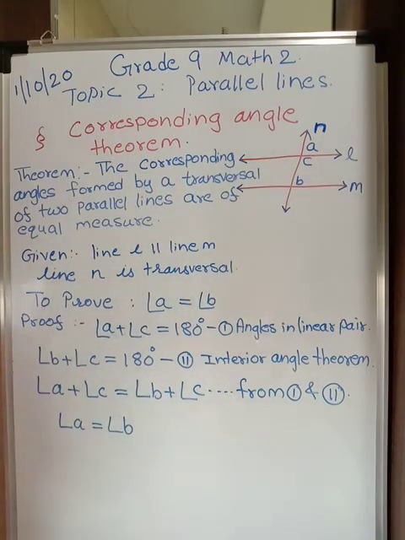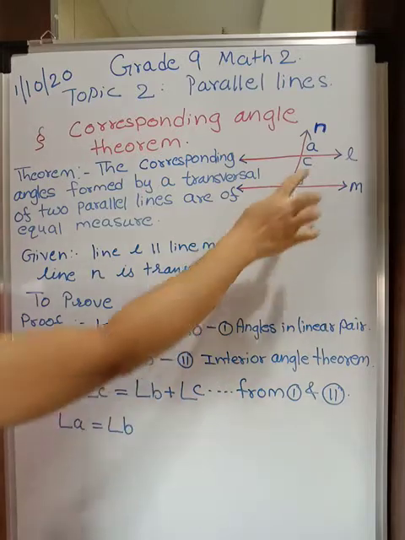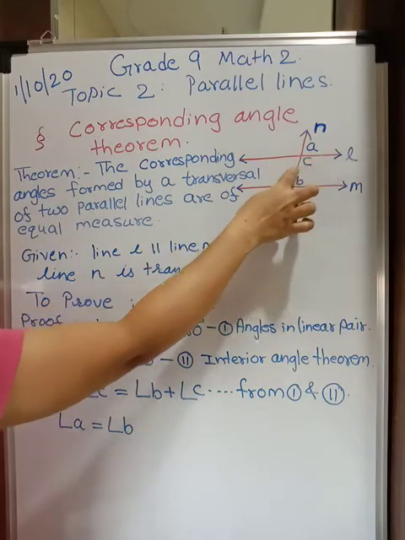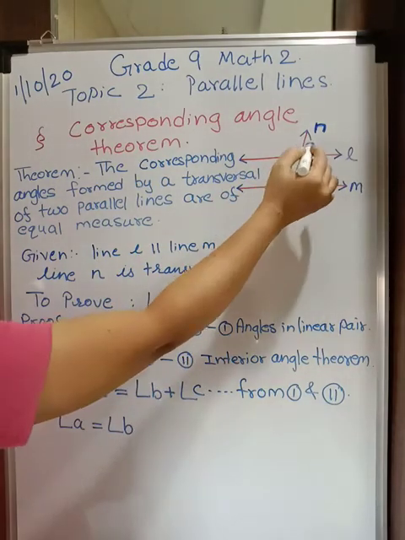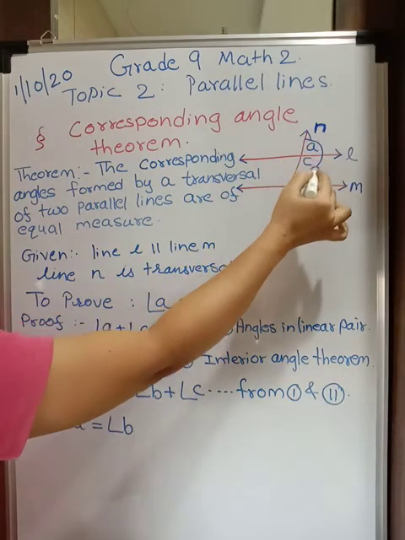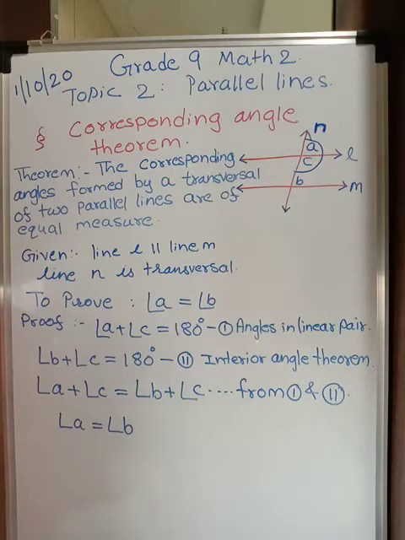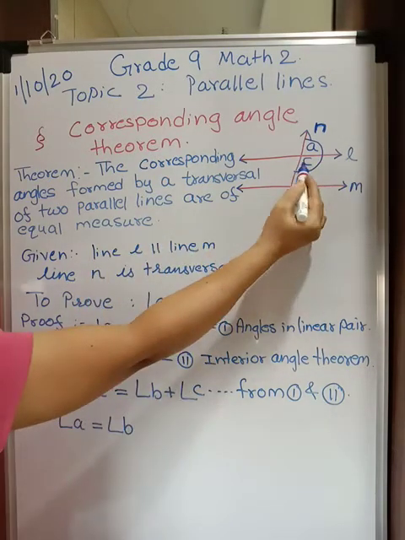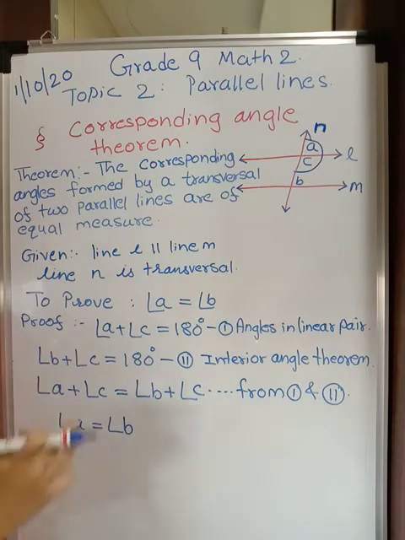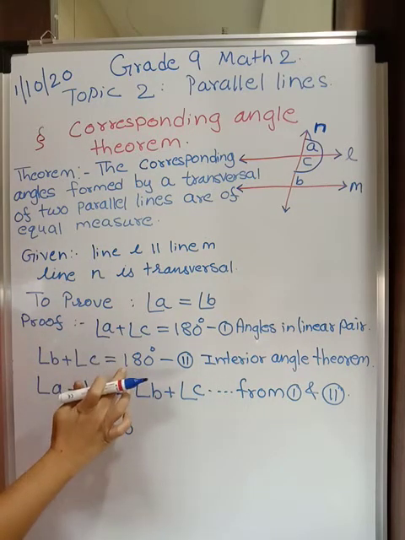The proof is very easy, just 3 steps. First is angle A plus C is equal to 180 degrees. What is the reason? They are angles in a linear pair. You can see, together these two form 180 degrees, isn't it? So A plus C is 180 degrees. And we already know that by the interior angle theorem, angle C plus B is also 180 degrees. That is what I have written over here.